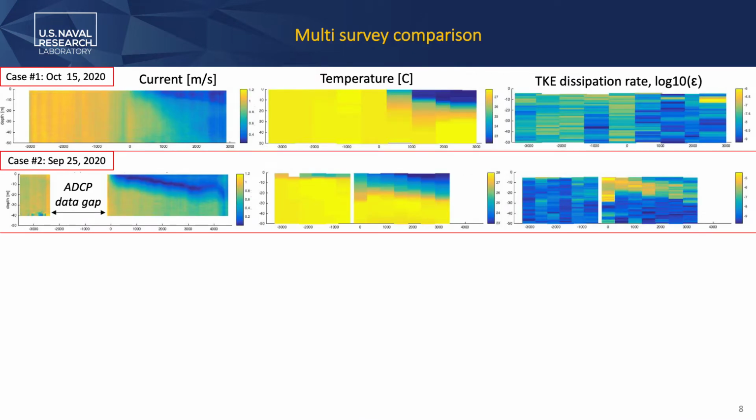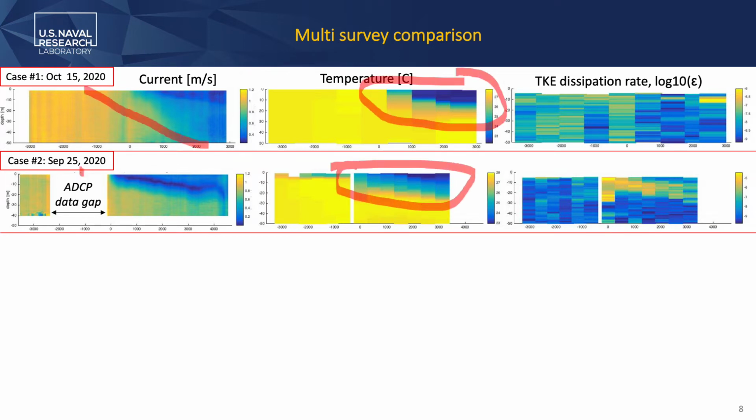Here in the top row we're looking at the same case as in the previous slide, only the top 50 meters of it. In the second row we're looking at a different case from a different day, but that happened to have very similar conditions, meaning that the temperature profile is very similar, the velocity profile also looks similar. However, look at the dissipation rate. There's a lot more of it in the second case.